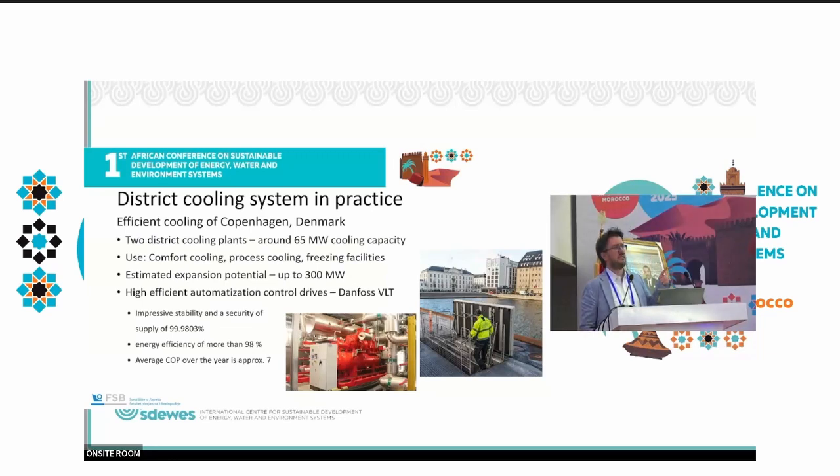Copenhagen is also a good example. I always give it because it's one of the best examples of how advanced optimization strategies can increase the efficiency of the system. This is done by Danfoss. This is not a commercial, but it's an excellent example of how very advanced regulating and optimization technologies can bring benefits. In Copenhagen, COP is around 7.